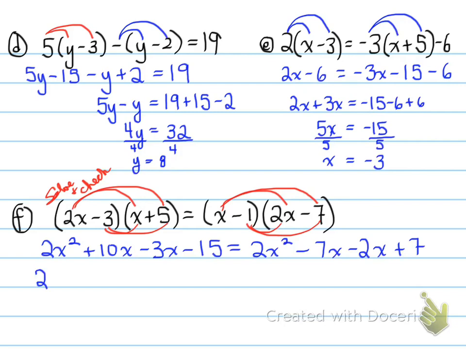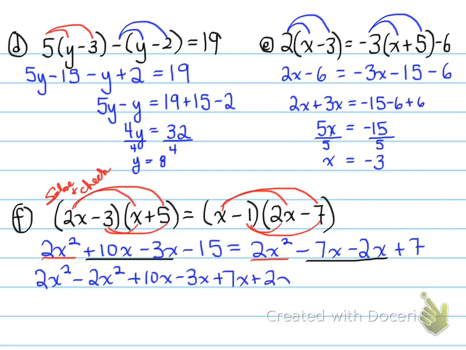So we've expanded it out, and now we're going to move things over. So letters left, numbers right. We have 2x squared minus 2x squared, and then we have 10x minus 3x, plus 7x plus 2x. So that's all the letters on the left side. So again, 2x squared minus 2x squared, plus 10x minus 3x, and then these two over here are going to move to the other side, and we get plus 7x plus 2x.